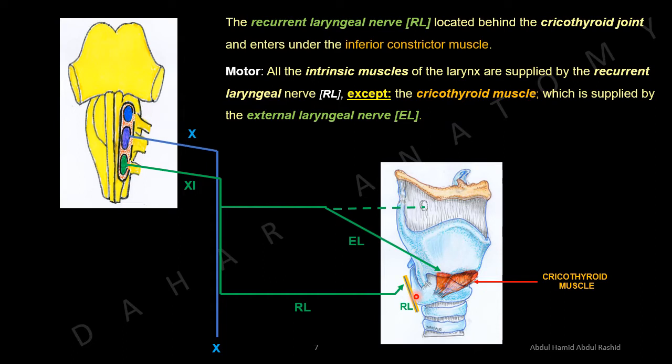Motor supply, all the intrinsic muscles of the larynx are supplied by the recurrent laryngeal nerve, except the cricothyroid muscles, this is the one, which is supplied by the external laryngeal nerve. So, all the intrinsic muscles of the larynx are supplied by fibers coming from the cranial accessory nerve, which came along with the vagus nerve.